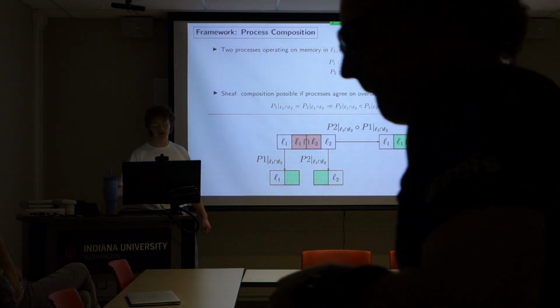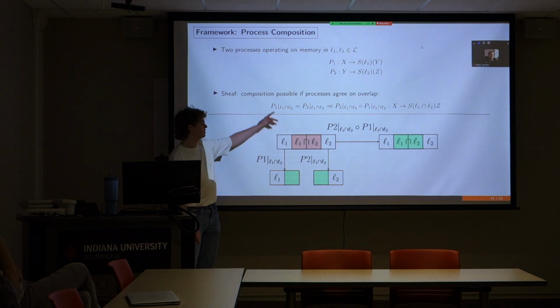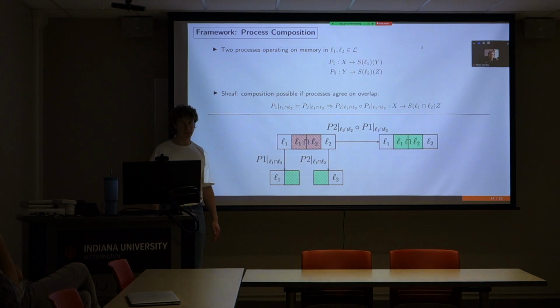I think I will keep it a little bit shorter. I will now show the main result of all this. So we have two different processes operating on different memory regions, the process P1 and the process P2. And we now want to see if the logic of sheaves allows us to combine them into a process that is defined on the overlap of the memory L1 and L2. So this showcases how we can compose the processes P1 and P2.